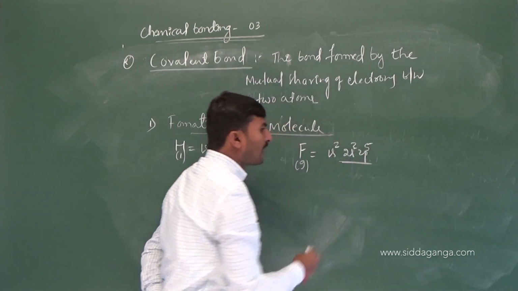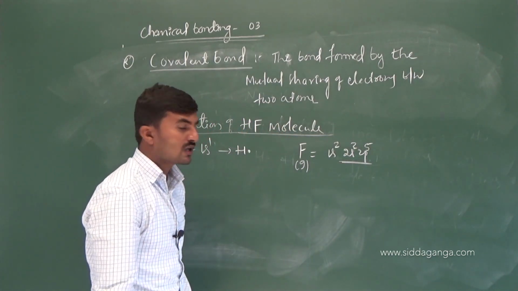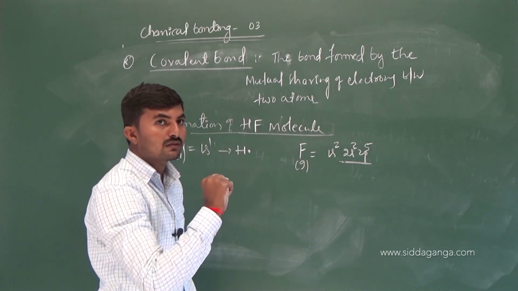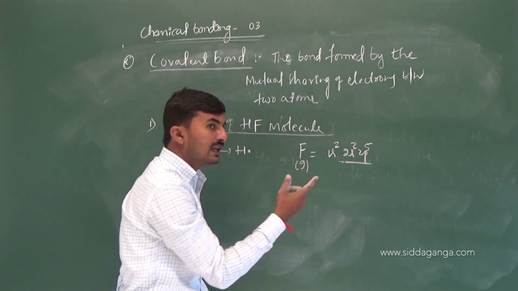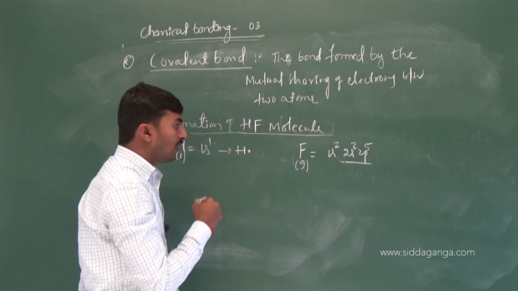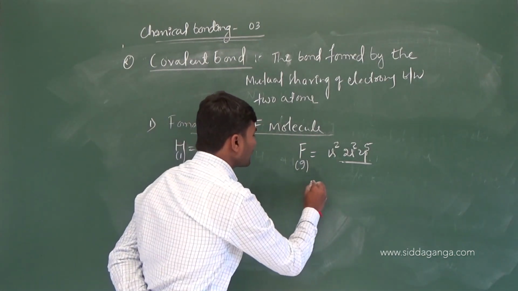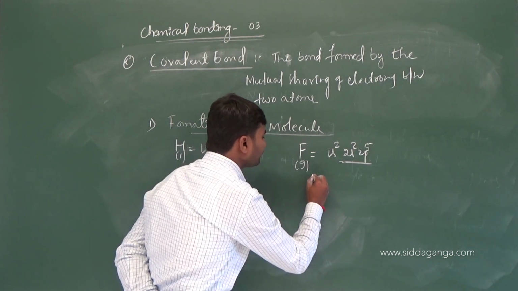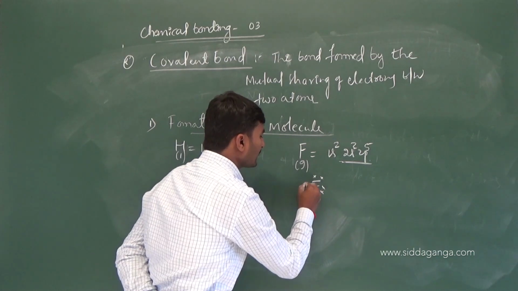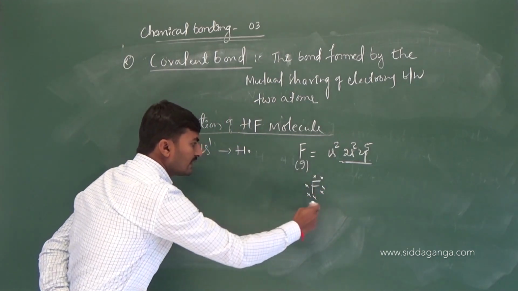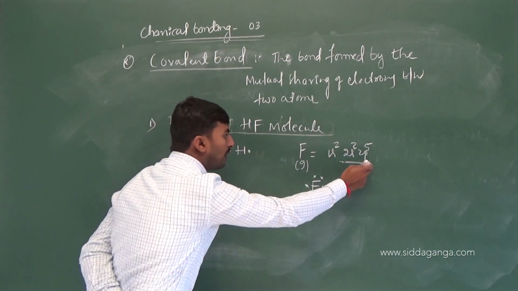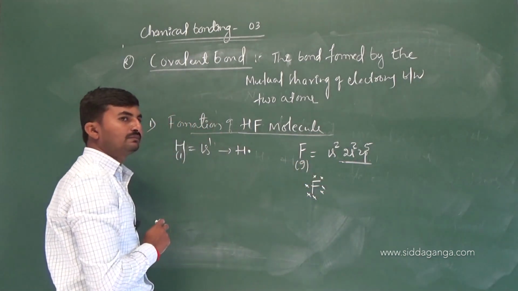And how many electrons does it have in its valence shell? In its valence shell, it has 7 electrons, and how many electrons does it require to get the octet? It requires only 1 electron to get the octet. It is represented like this: 1, 2, 3, 4, 5, 6 and 7. These represent the number of electrons present in the valence shell of a fluorine atom.